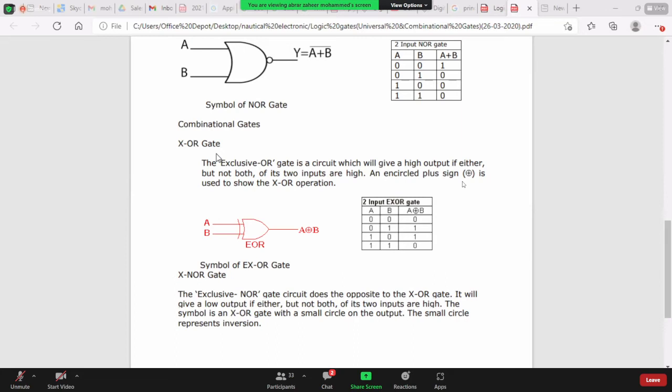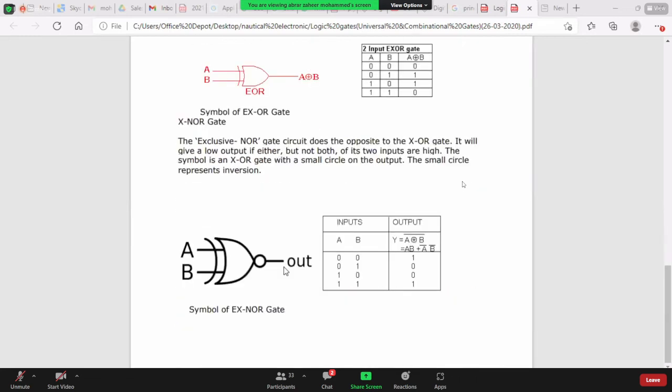So the symbol of the XOR gate has a small circle on the output. The small circle represents the inversion. So here you can see the symbol of the XNOR gate. A and B are the inputs, and here we have the bubble at the output. For 0 0 the output is 1. For 0 1 it is 0. For 1 0 also 0. And for 1 1 the output is 1. Okay.